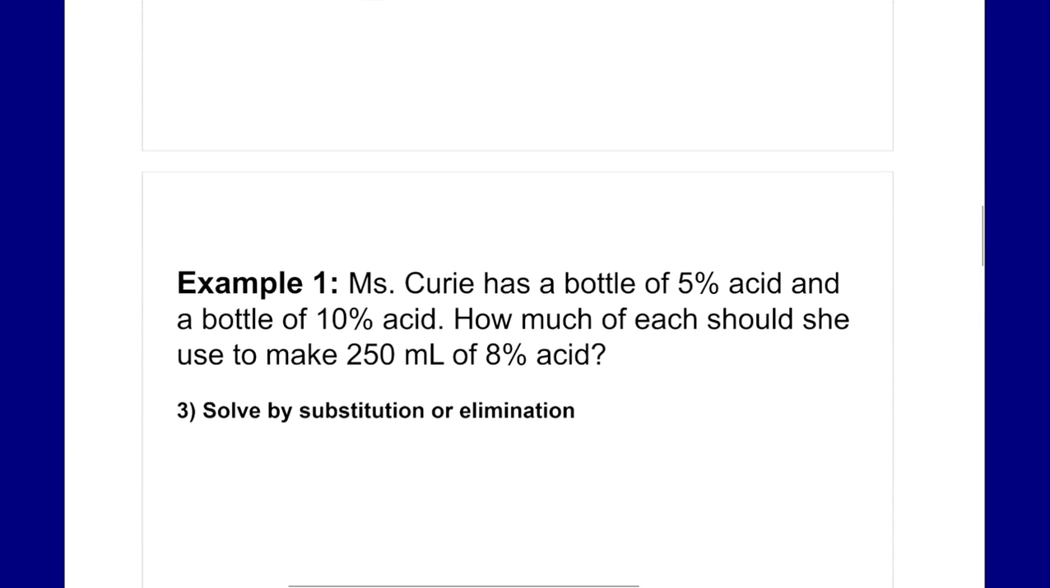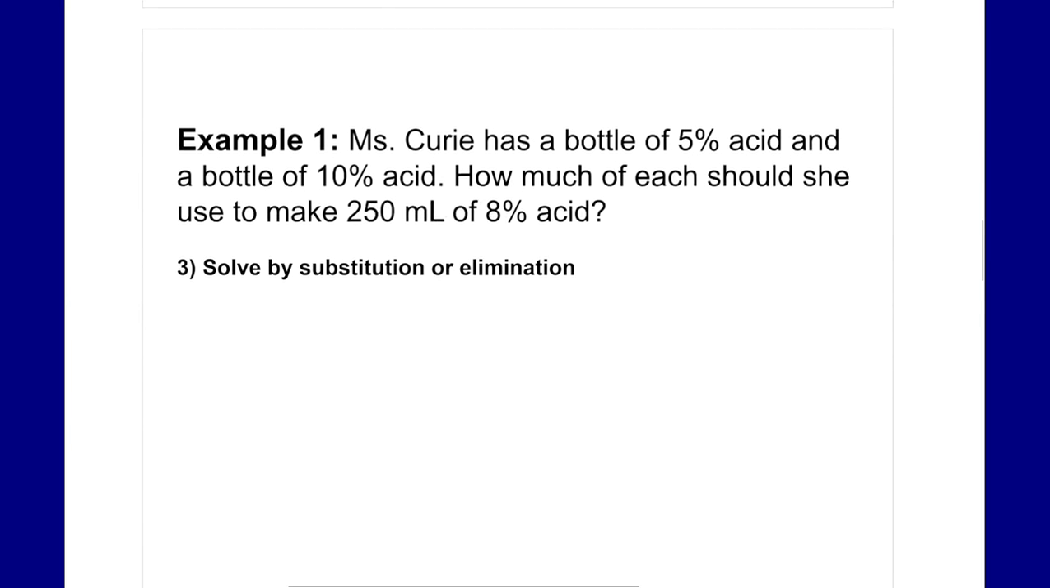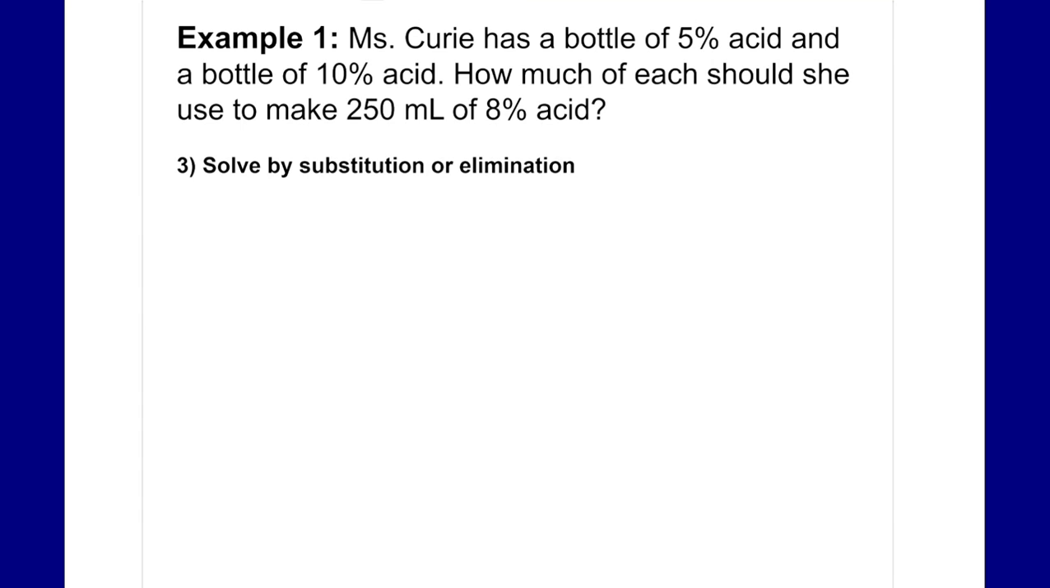The next step now is we're going to solve by substitution or elimination. So I'm going to write out my two equations again. We had x plus y equals 250. This will be equation 1. And then we had 0.05x plus 0.10y equals, keeping it consistent with percent first, 0.08 times 250. And that's our second equation.